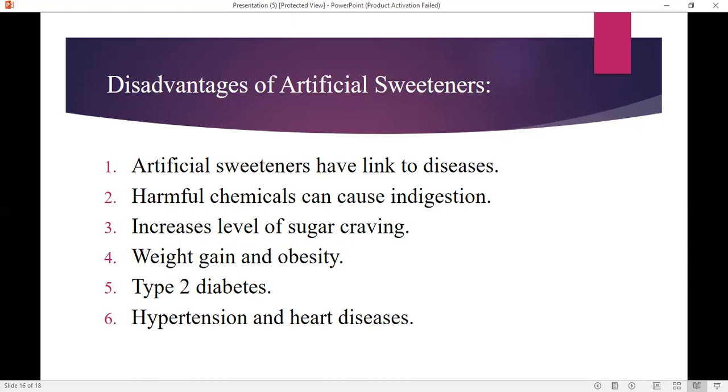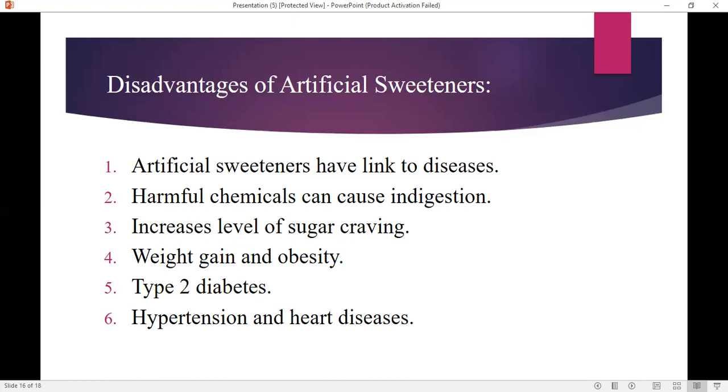Point number 4 is weight gain and obesity. There are many studies that give evidence that they are causing weight gain and obesity. Intake of artificial sweeteners increases your body mass index and body fat percentage. Point number 5 is type 2 diabetes. Artificial sweeteners increase the risk of developing type 2 diabetes. According to the data from the Nurses Health Study, the risk of type 2 diabetes is amplified in those who consume at least one artificially sweetened drink per day.